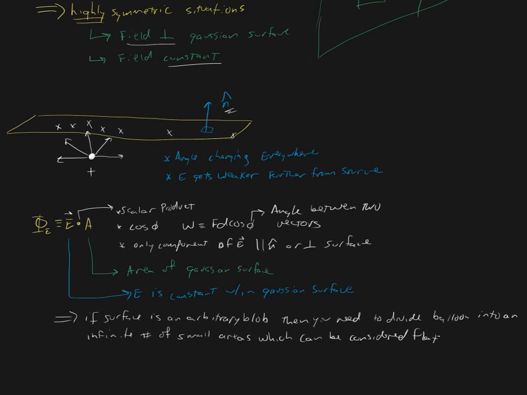is an arbitrary blob, then you need to divide the balloon into an infinite number of infinitely small areas which can be considered flat. Now, that is an absolutely appropriate application. And if you can do that, then you have your field, which is basically perpendicular everywhere, or at least you can measure the field relative to the normal, which is perpendicular to that surface. Now, how is it that you can consider it to be flat?